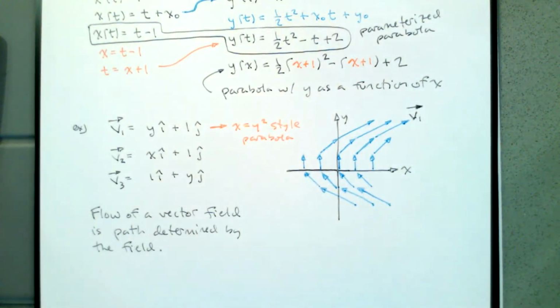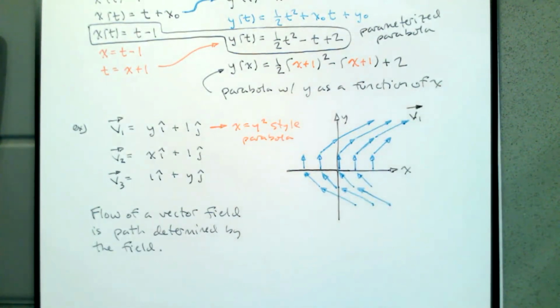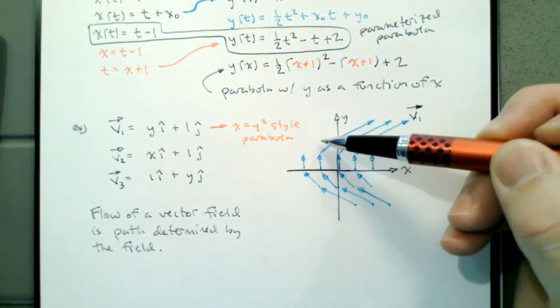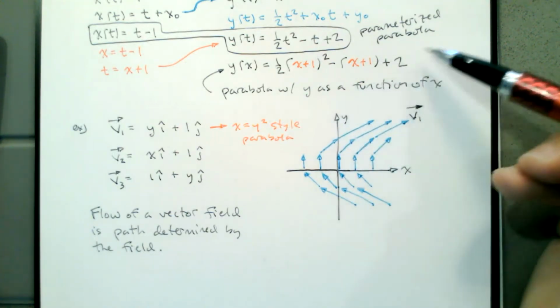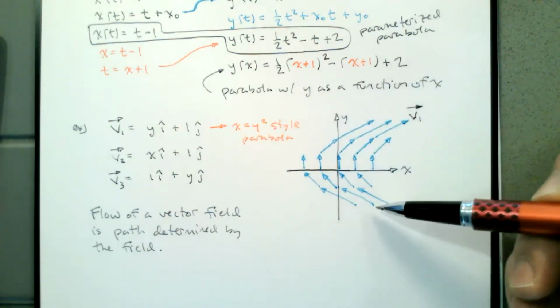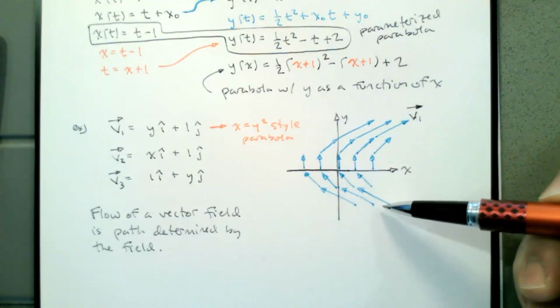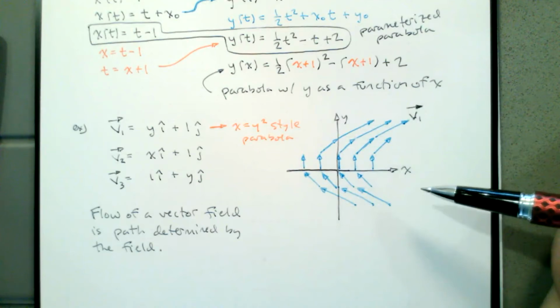So the flow of the vector field is a path determined by the field. This is a leaf floating on a pond. Here's the water in the pond. For some reason, it's going in some parabola. If I drop a leaf at the point -1, 2, looks like it's going to continue on this parabolic path. If I drop a leaf over here, let's say at -3, it looks like it's going to drop down and then come back up.